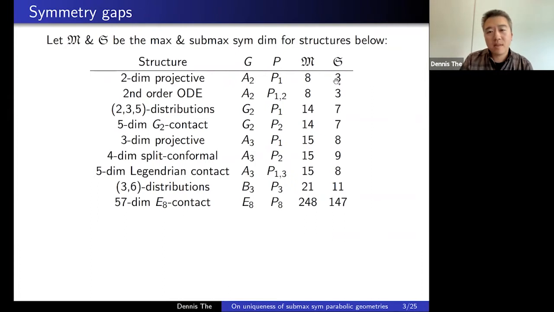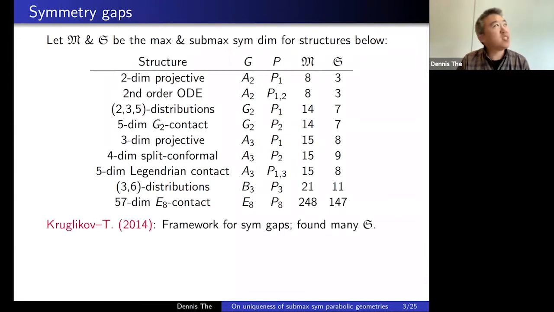occurring. In each case, I've also listed the G and P pairs. There's some geometric structure, some parabolic geometry associated to this, and you have some model space. So G, P, G mod P. Here I've listed some of these in low dimensions, but also some in higher dimensions. And there's quite a big gap occurring here.